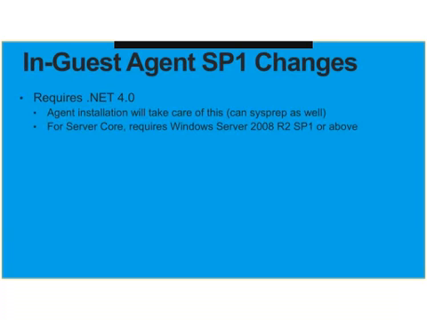So a few things changed in SP1. The ingest agent requires .NET 4, and this is taken care of by the agent installation, or it can be sysprepped in your template. If you want your VMs to use Server Core, it requires Windows Server 2008 R2 SP1 or above. VMs can be deployed via ISO. In all service instances, you can have a guest agent installed as well.